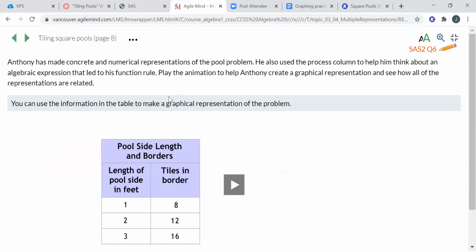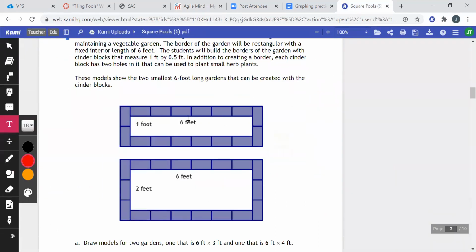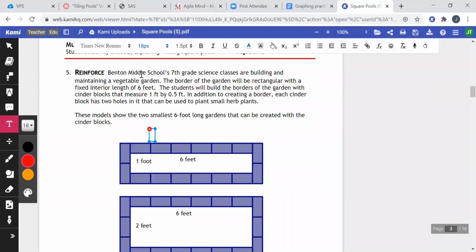Okay, so now this stuff is question 6. See, so we have to go finish question 5 first. Okay, Benton Middle School 7th grade science classes are building and maintaining a vegetable garden. The border of the garden will be rectangular with a fixed interior length of 6 feet. The students will build the borders of the garden with cinder blocks that measure 1 foot by 1/2 foot.